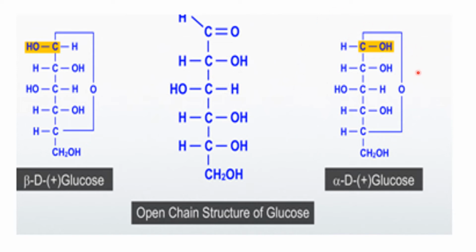So, see the configuration. This is the open chain configuration of glucose and the configuration of these carbon atoms are not changing, but the first carbon atom becomes asymmetric. If the OH group is on the right hand side, it is alpha D glucose, and if OH group is on the left hand side, it is beta D glucose. See, the configuration of these carbon atoms remain as such. So this is the cyclic formation of glucose molecule.